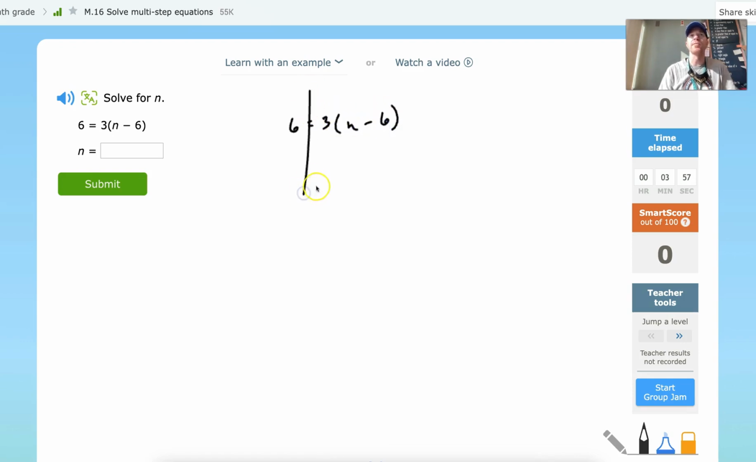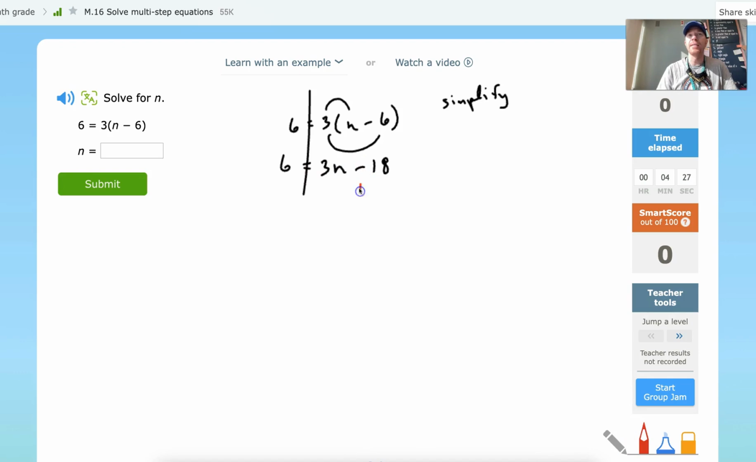So process here, separate left side from right side. On the right side, we can simplify. I can distribute the 3 times n. That's going to be 3n. That'd be technically a 3 times a negative 6, which would be negative 18, and we still have the 6 on the left. Now I can start canceling. I can't simplify the right side anymore, but I can start canceling.